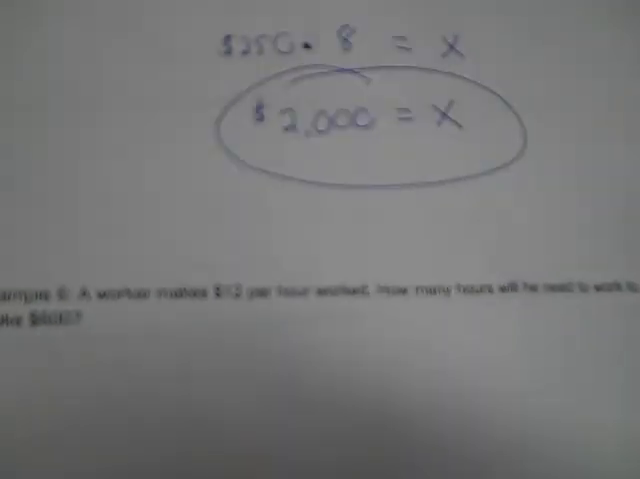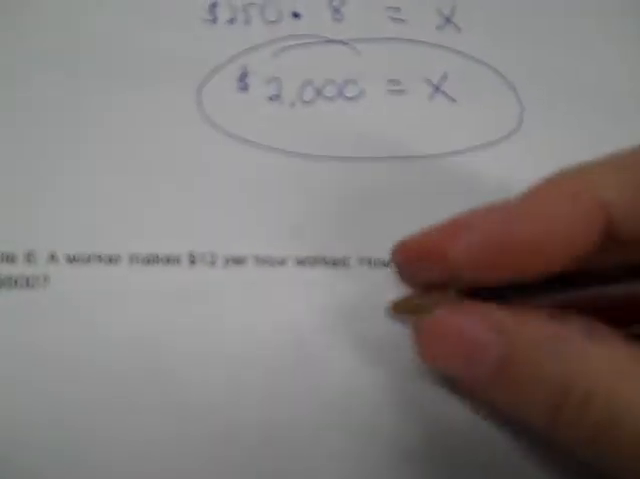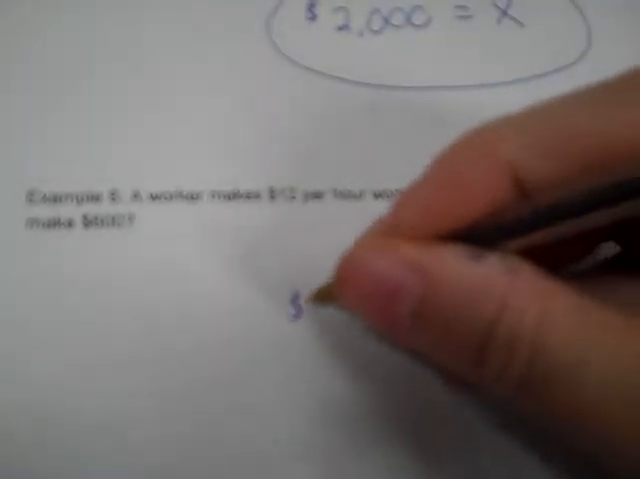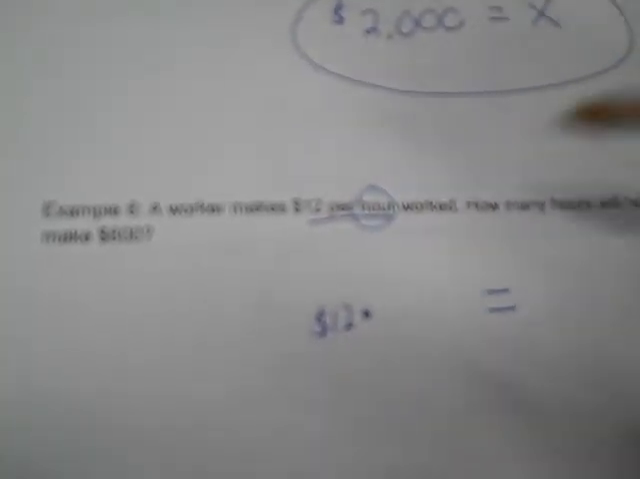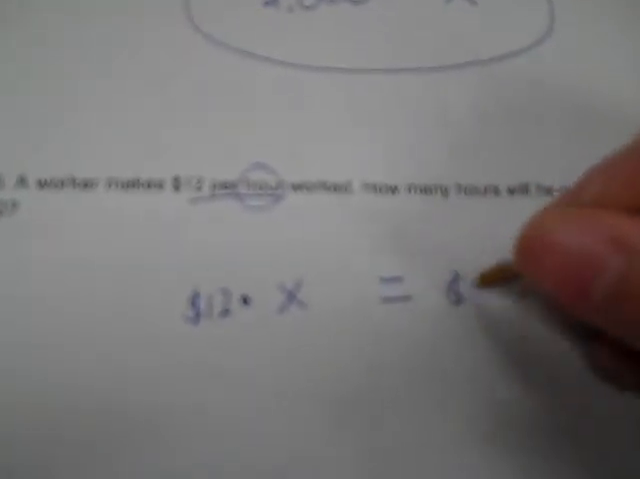Okay, a worker makes $12 per hour worked. How many hours do we need to work to make 600? Put that equals right away. So you got $12 per hour. Now, here's hours. I don't have any hours, so I'm going to put the X there because I don't know. That's what it's asking me. So if I don't know the hours, I'm going to need to know how much we want to get paid, and it would be 600.